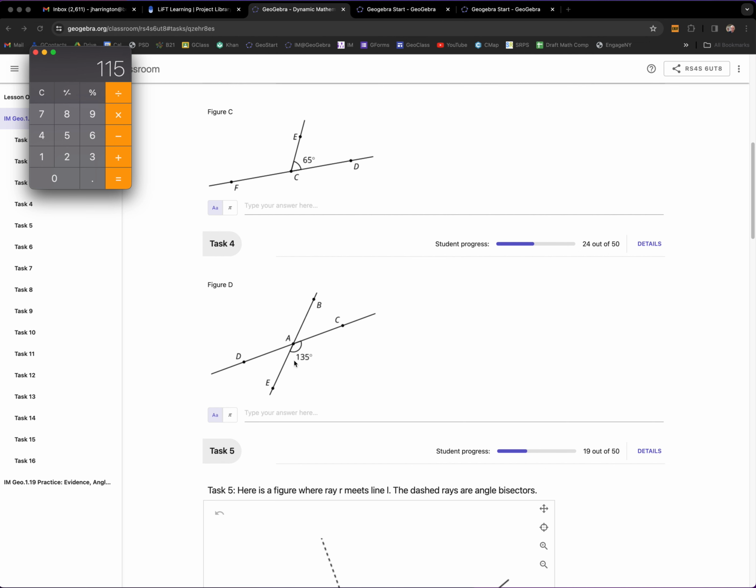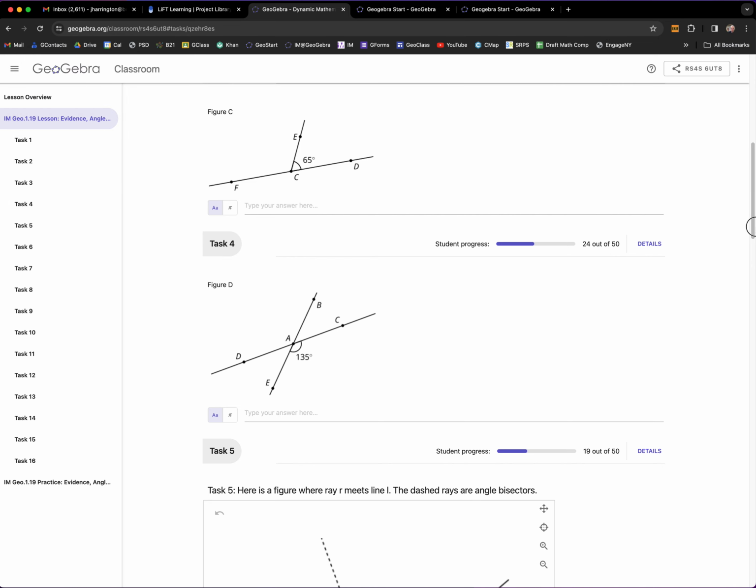All right, and now you got 135. So 180 minus 135 is 45. So this gap right here is going to be 45. This gap right here is also going to be 45. This gap over here will be the same as this one. That's called a vertical angle when they're across from each other. That's going to be 135. We'll talk about that in a little bit.